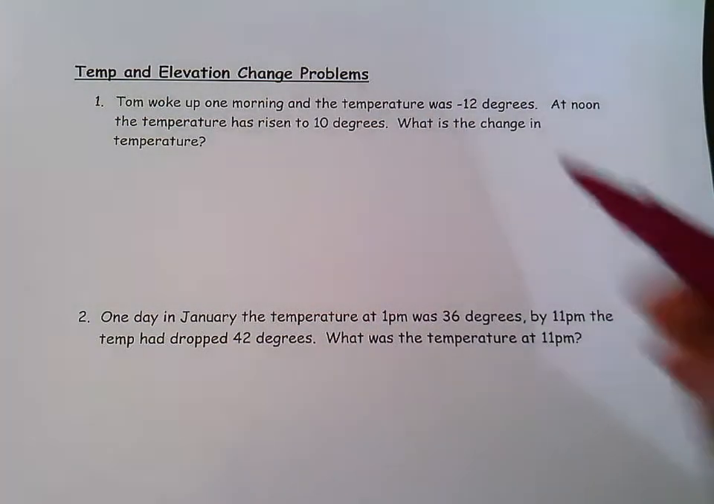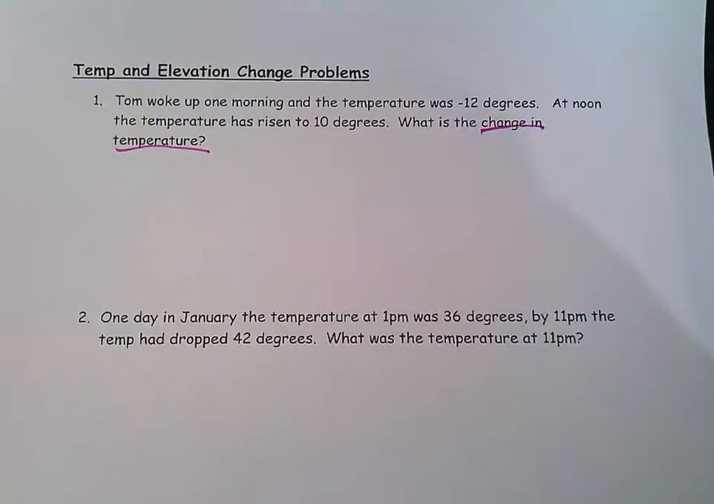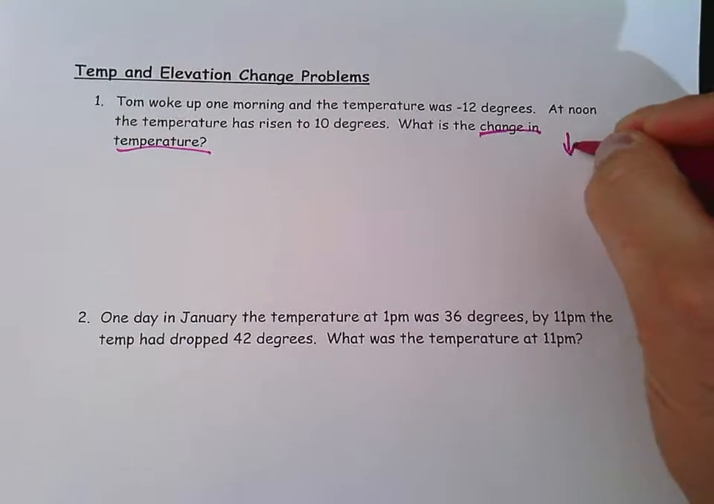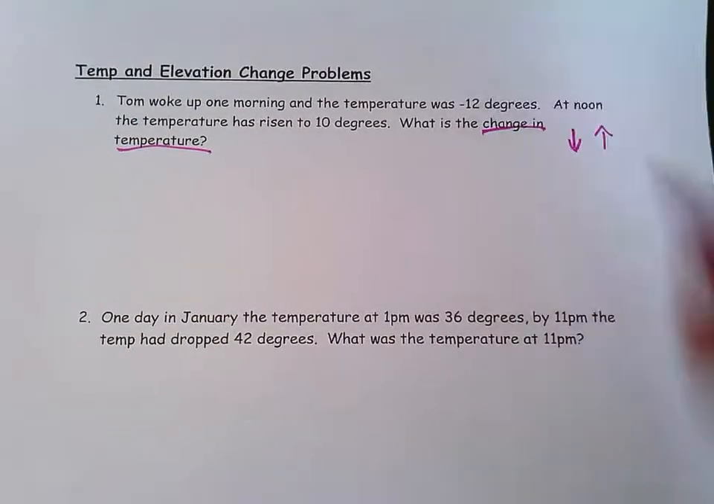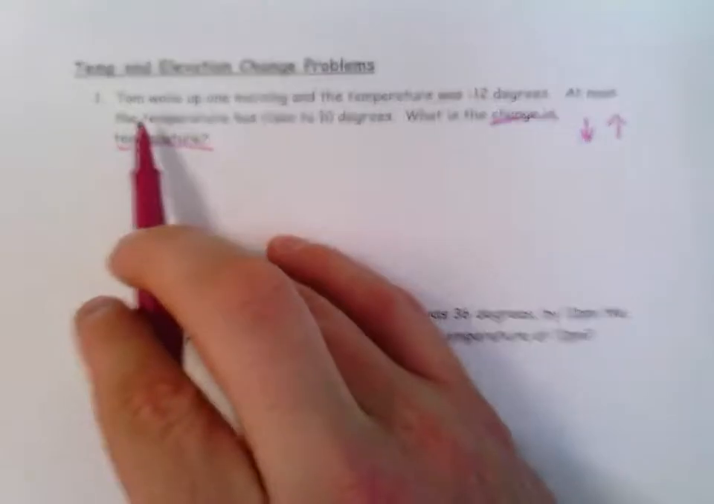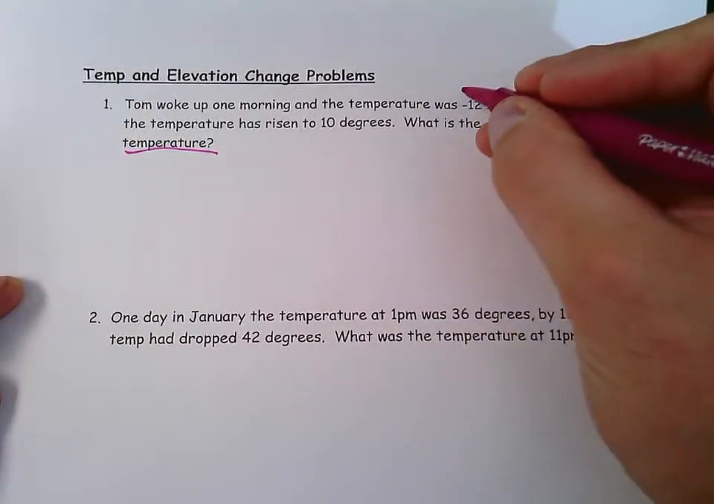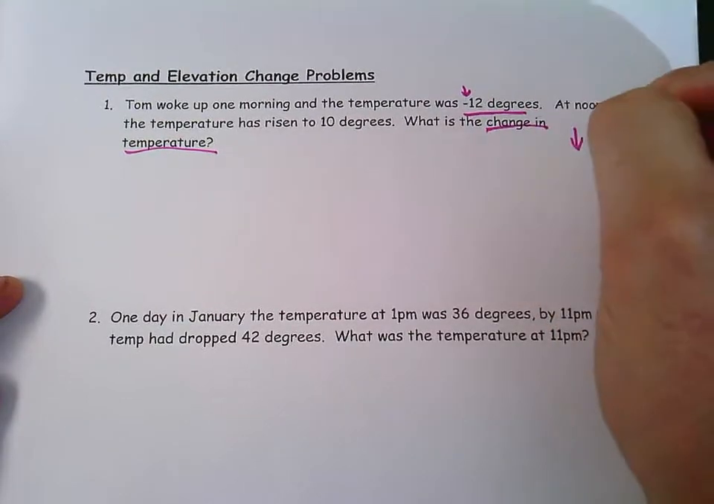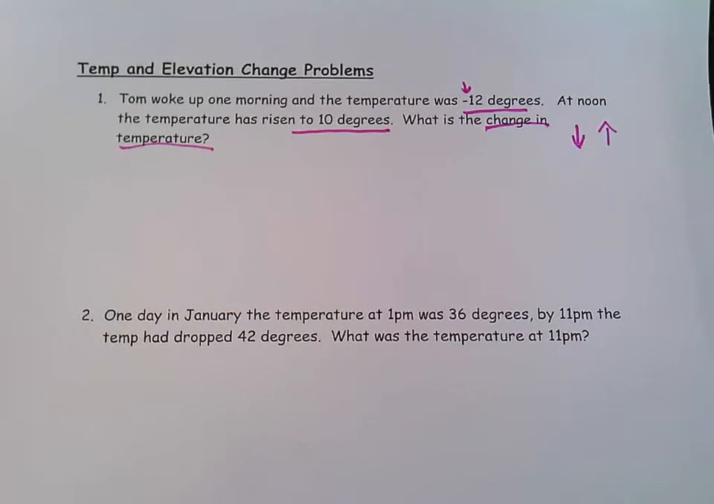So we're going to start off with, what is the change in temperature? So immediately I'm thinking to myself, did the temperature go down or did it go up? If it went down, we say it's negative. If it went up, it's positive. Tom woke up one morning and the temperature was negative 12 degrees. Don't forget there's a negative there. At noon, the temperature had risen to 10 degrees. What is the change in temperature?